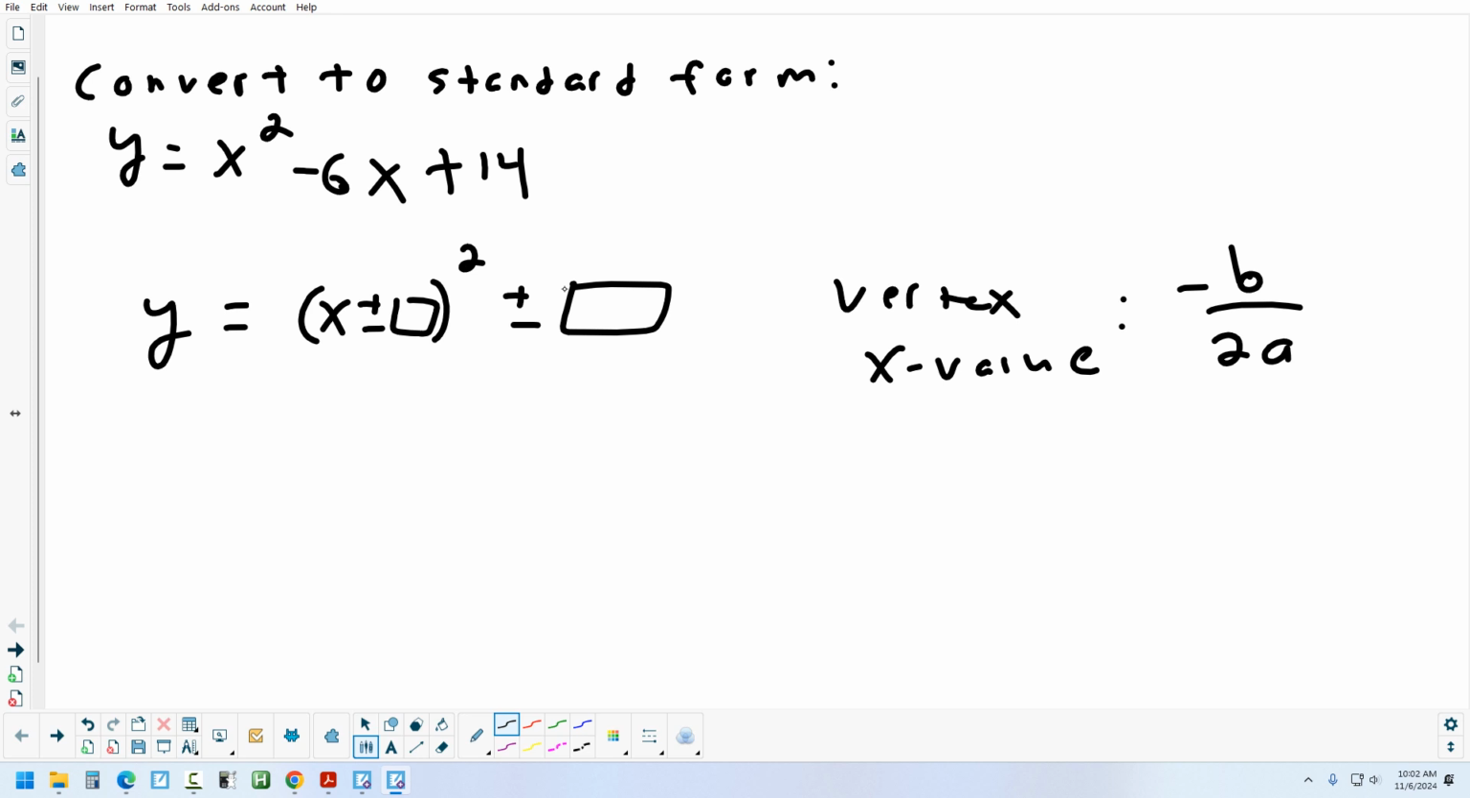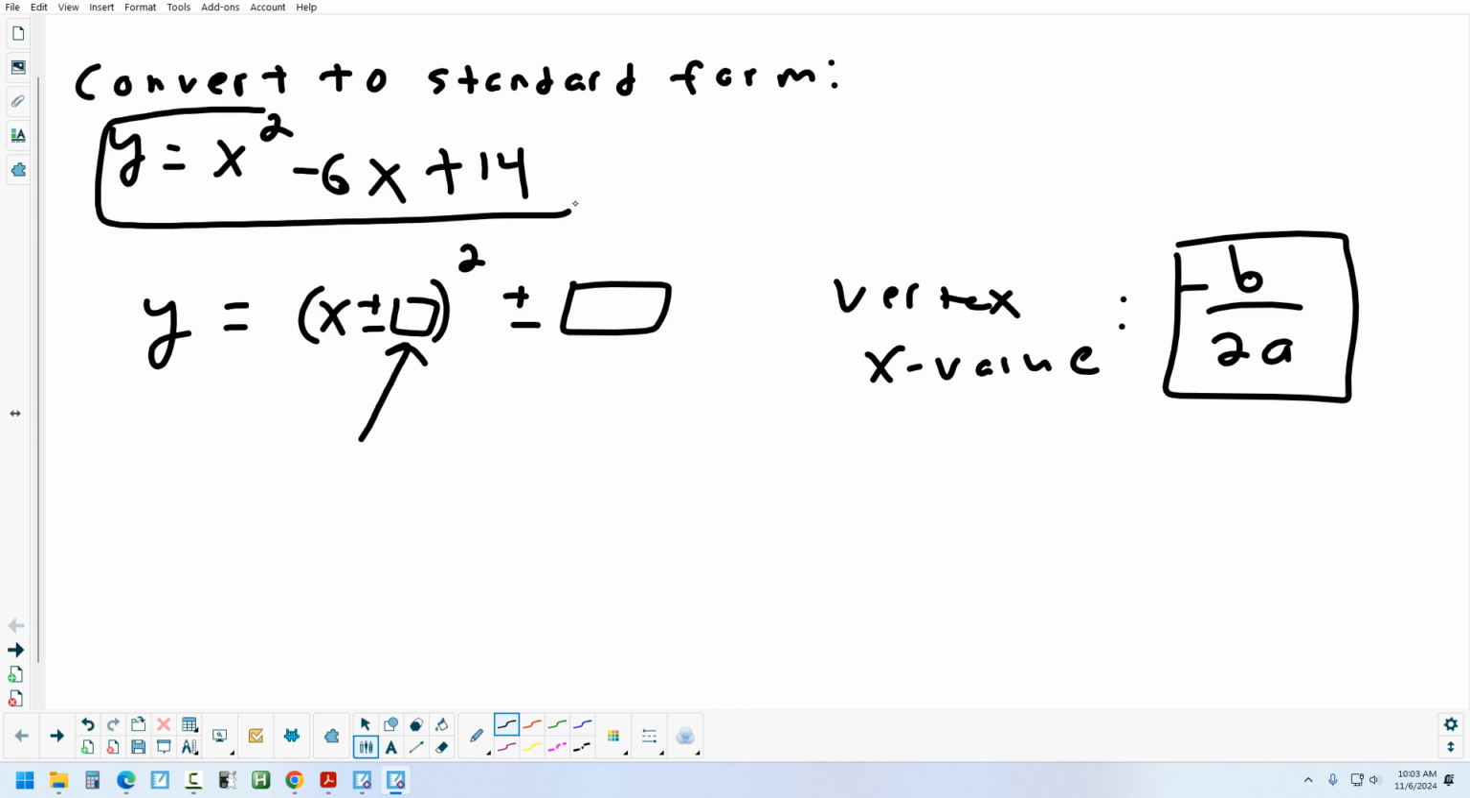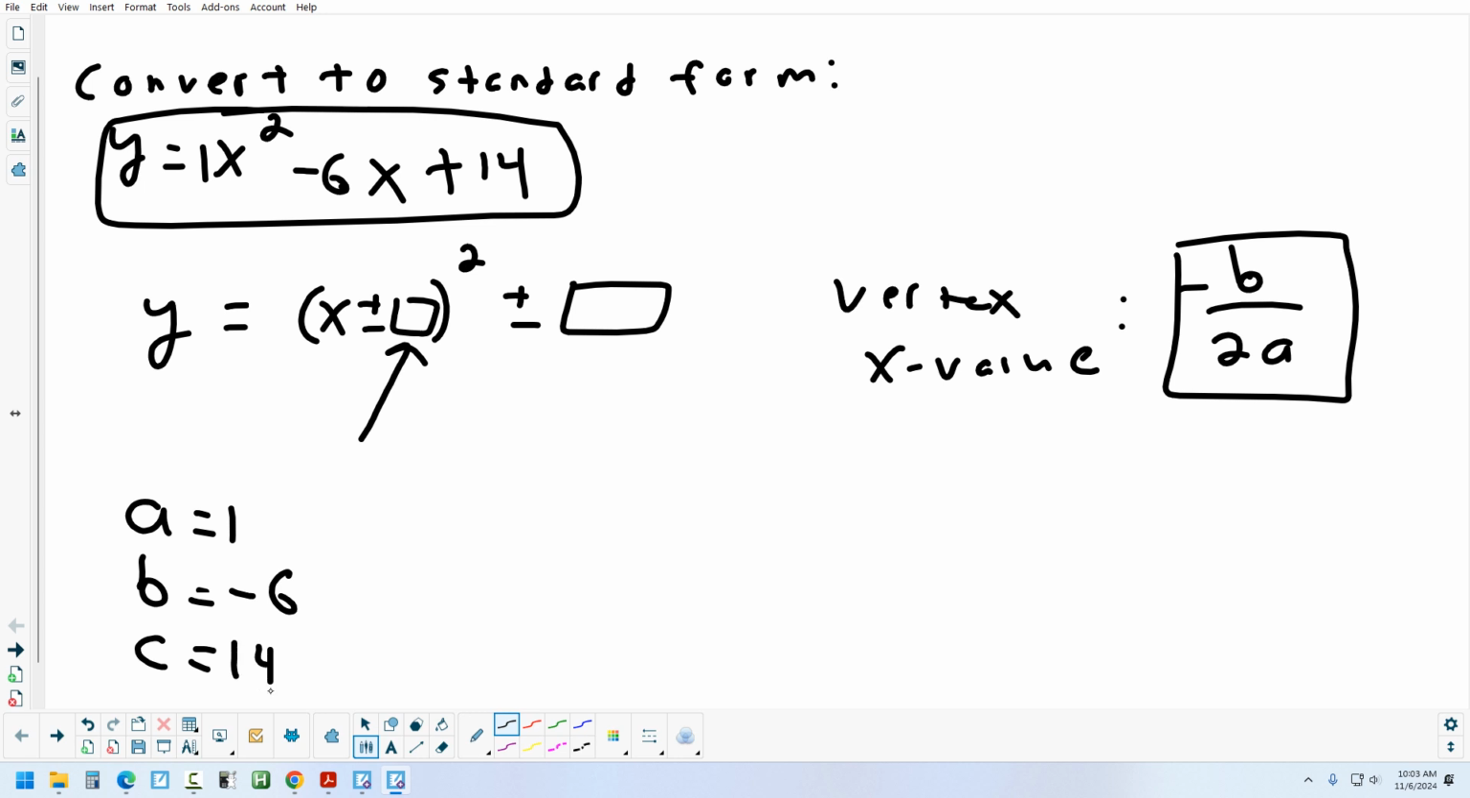Okay, so to figure out the number that's going to go in that box, you use the formula negative b over 2a. So if this is your problem, the first step is to identify what the a and the b are. A is the number in front of x squared, which is a 1. B is the number in front of x, which is a negative 6. And if you needed it, c is the number at the end, which is a 14. But we're not going to be using c in the formula that's on the right side.